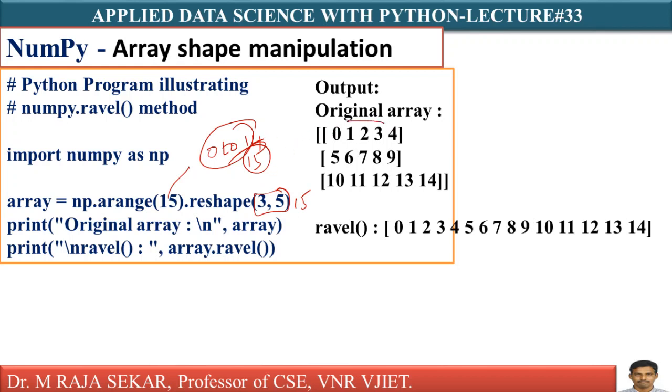Just see. What is my first row? 0, 1, 2, 3, 4. What is my second row? 5, 6, 7, 8, 9. What is my third row? 10, 11, 12, 13, 14. That will be returned in an array. I am printing the array, which means this particular array will be printed.